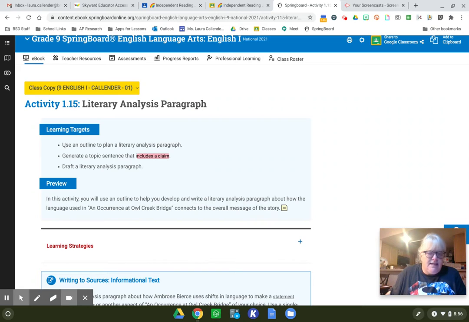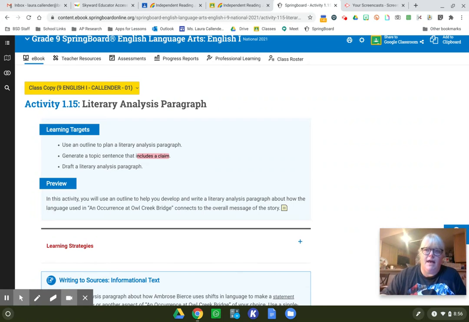So basically, just like last time, we're going to use an outline to plan the paragraph. We're going to generate a topic sentence that includes a claim. Now, a claim is basically an argument. And so because reading can be interpreted in many different ways, or literature can, you can argue that an author has created a certain message through his use of techniques.